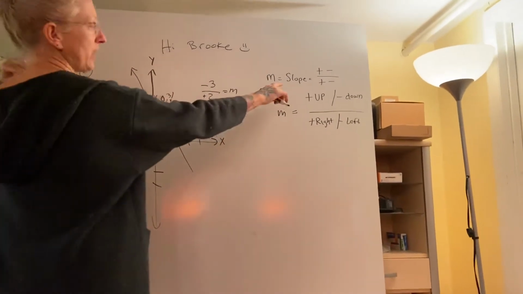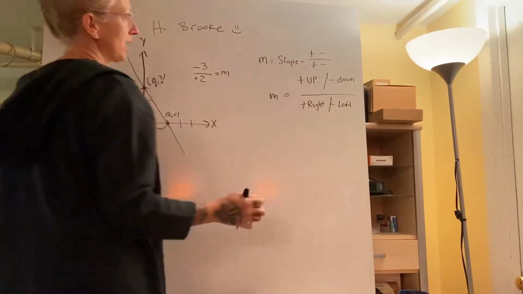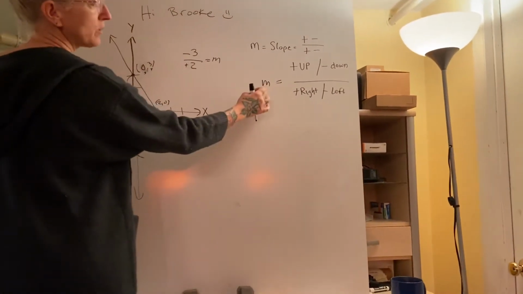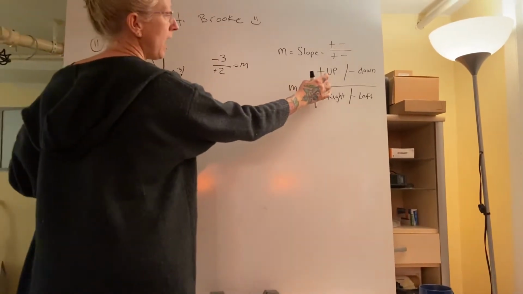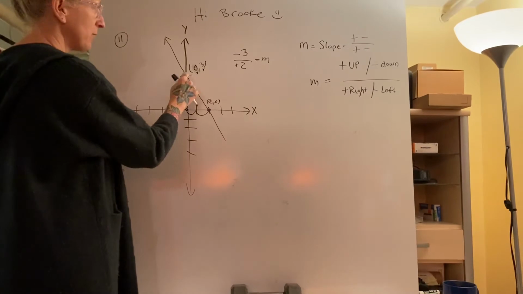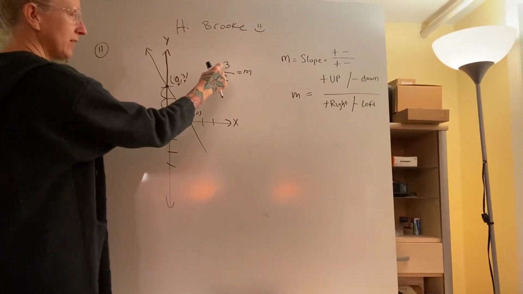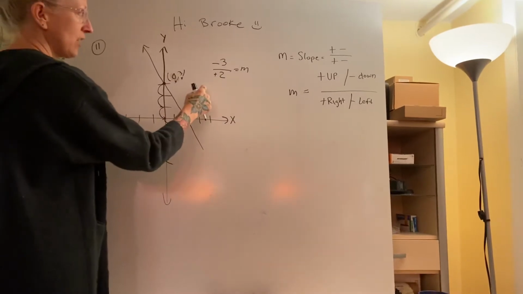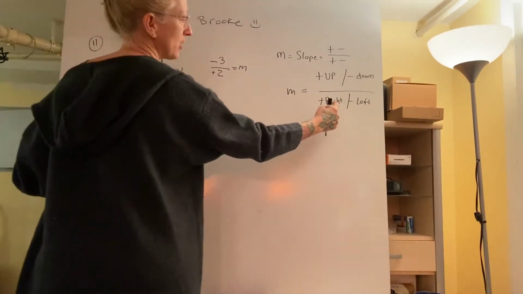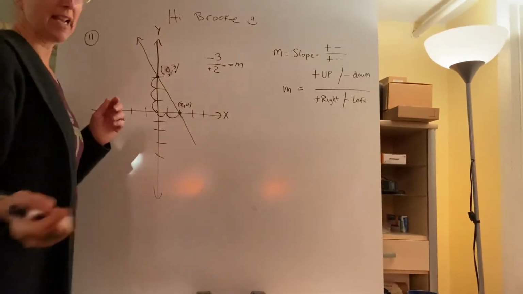And if you look over here, I wrote positive and negative on top, positive and negative on the bottom. So when you're dealing with the slope, if I was going from this point to a point up here, I would have to go up. So the top would be positive. And if I'm going right, it's also positive. If I have to go left, it's negative. If I have to go down, it's negative.